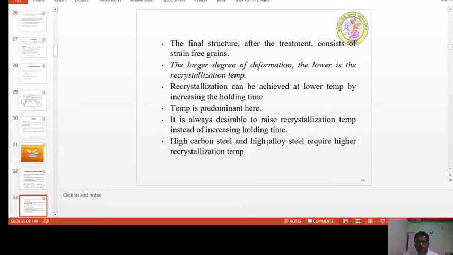High carbon steels and high alloy steels require higher recrystallization temperature. Naturally, when carbon and alloys are added, what happens? The melting point also increases. So when the melting point increases, the recrystallization temperature also increases.